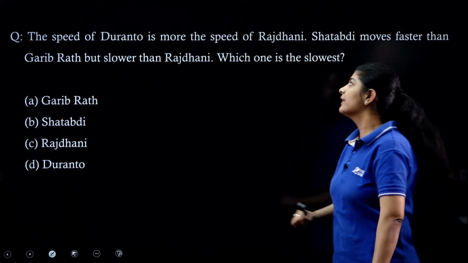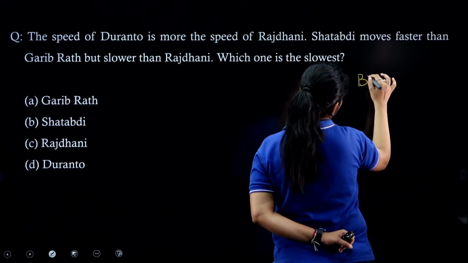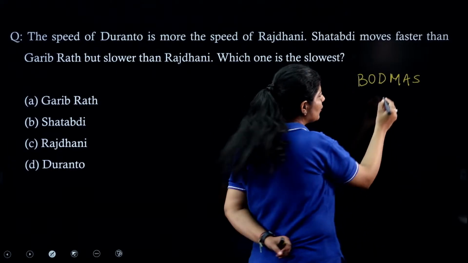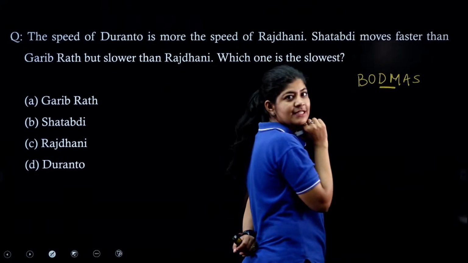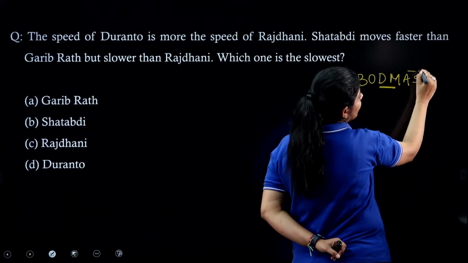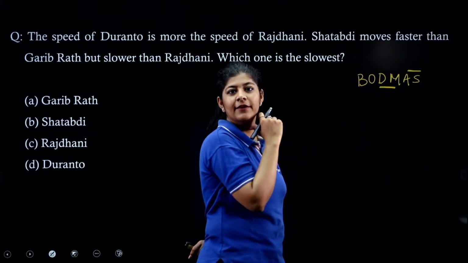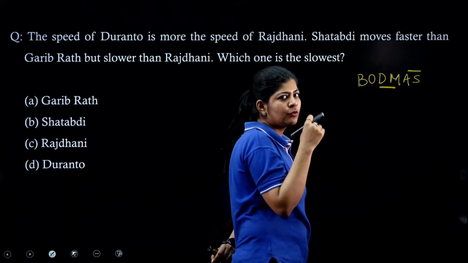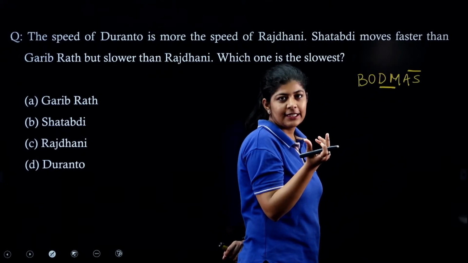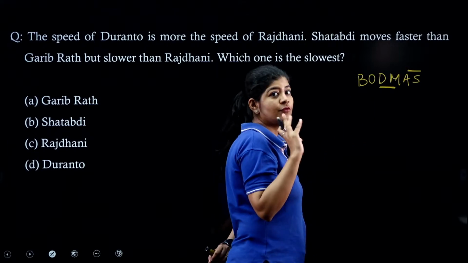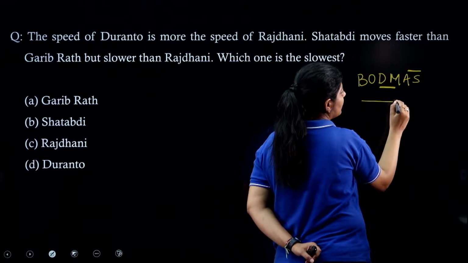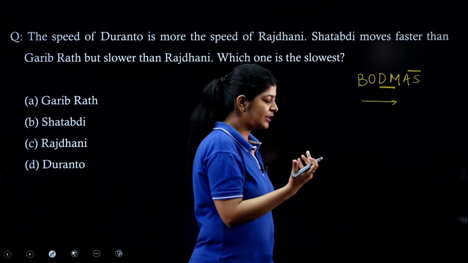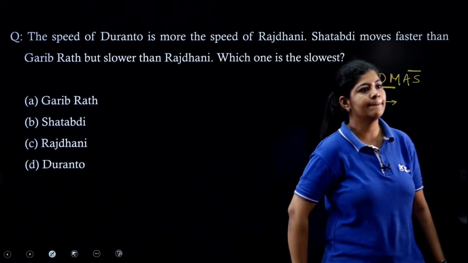Basically, in the BODMAS rule, both division and multiplication have the same priority, as do addition and subtraction. So if you have both division and multiplication, you can solve either of them first. It doesn't matter. But if you want to follow the rule, then you have to move from left to right. If the same priority level is there, you need to solve from left to right.